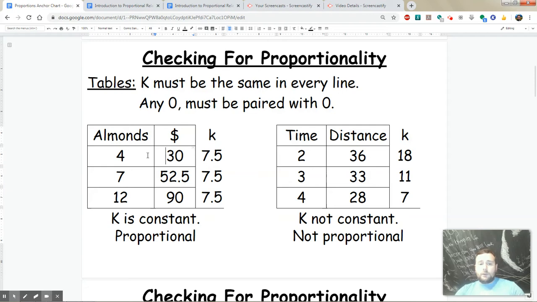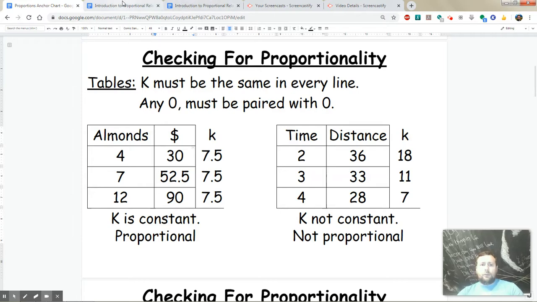But either way, if you look at these tables, every single one of the lines in the table on the left, when you do the right divided by the left, you get 7.5. So you get the same K every time, so it's proportional. But on the table on the right side, when you do the first line, you get 18. When you do the second line, you get 11. When you do the third line, you get 7. So it's not proportional, right?